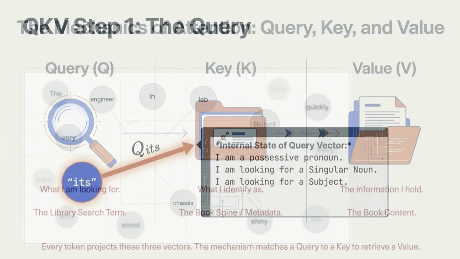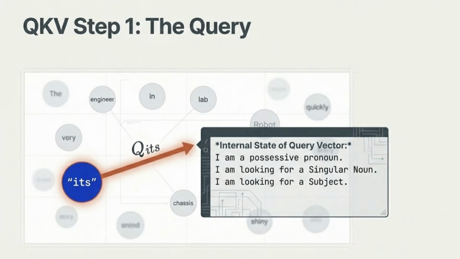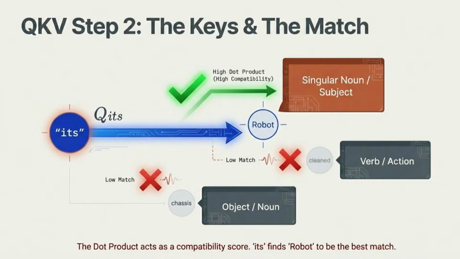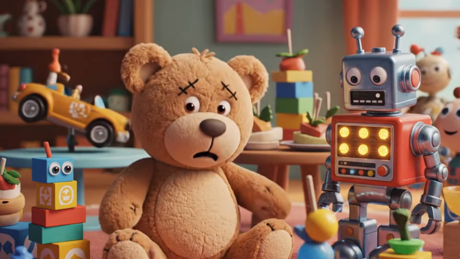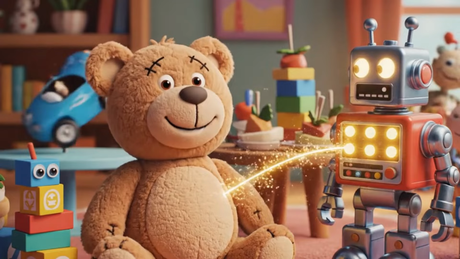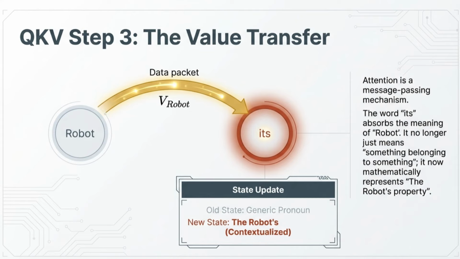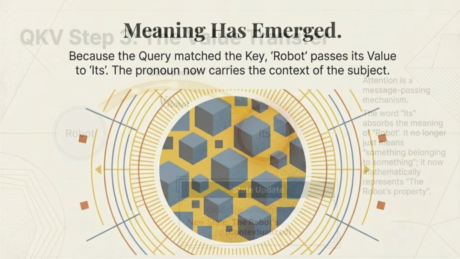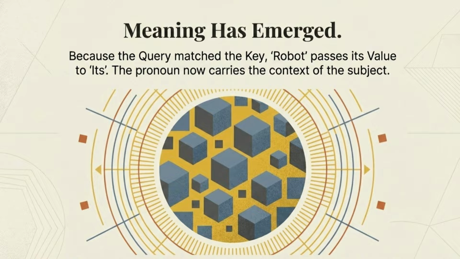Okay, can you ground that in the robot example? Sure. The word "its" sends out a query that's basically like, I am a possessive pronoun looking for a subject owner. Right. And the word "robot" holds up a key that says, I am a singular noun, and I am the subject of this sentence. And they match? The math says click, they match. So robot passes its value, its whole semantic meaning, over to "its." Now, the word "its" isn't just a generic pronoun. It's become the robot's possessive. It has absorbed the context. That's remarkably clever. It's like it rewrites the meaning of the word based on who it's standing next to at the party.